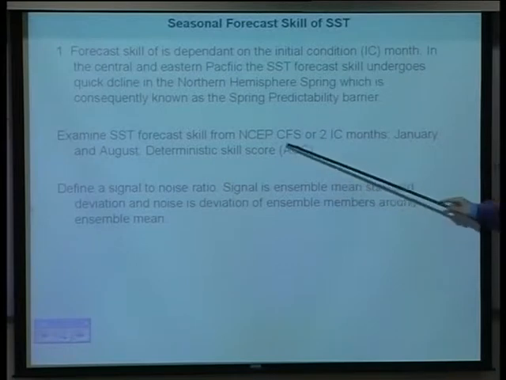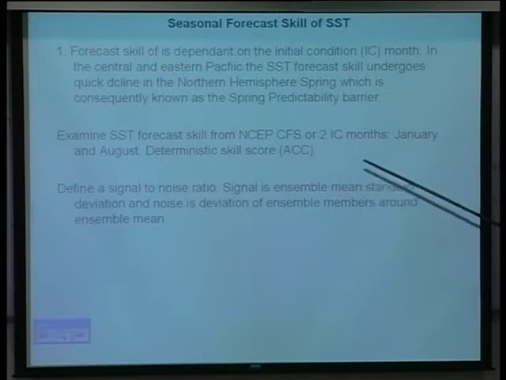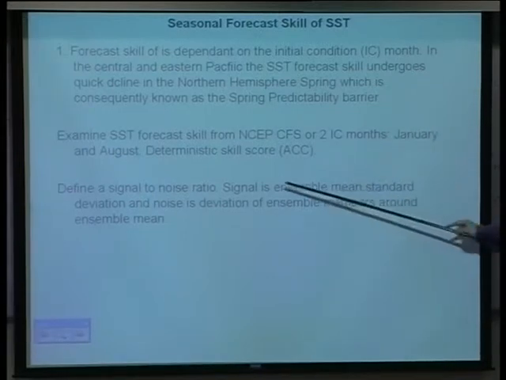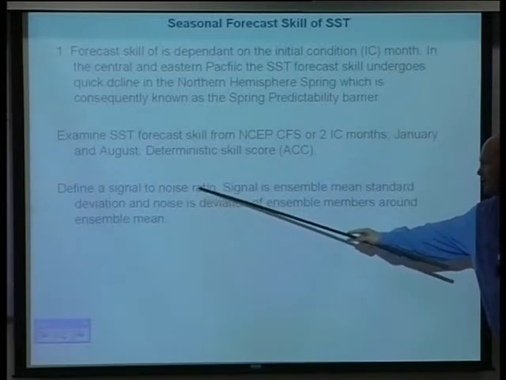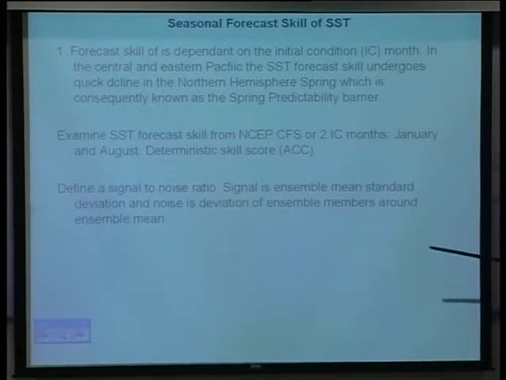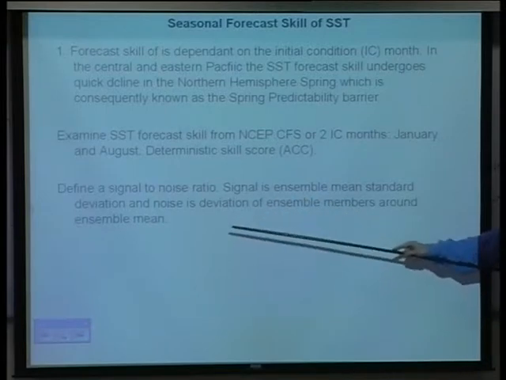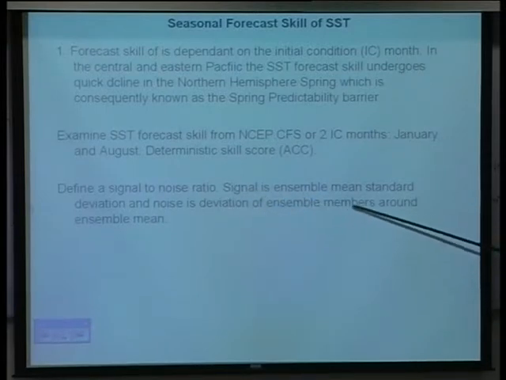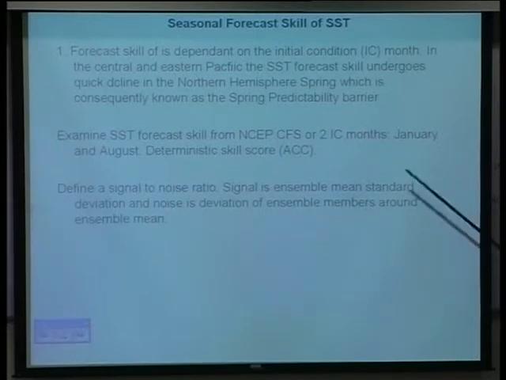So what we'll do here is examine the forecast skill from this NCEP CFS. Sorry, this should be for, not or. 2 initial condition months, again, in January and in August. Again, for SST, for these purposes, you look at a deterministic score, the anomaly correlation coefficient. So then something else I'll show is I'll define a signal-to-noise ratio, just kind of a subjective measure of where you might expect predictive skill. And in this definition, the signal will be the ensemble mean standard deviation, and the noise will be defined as the deviation of the ensemble members about the ensemble mean. This is a common definition used in atmospheric and oceanic science.